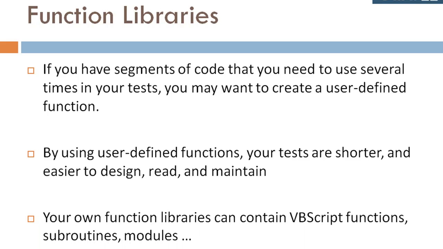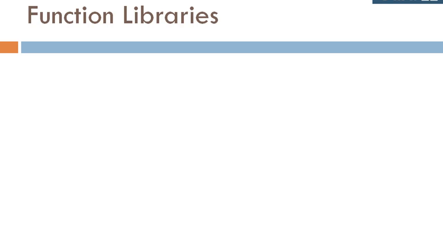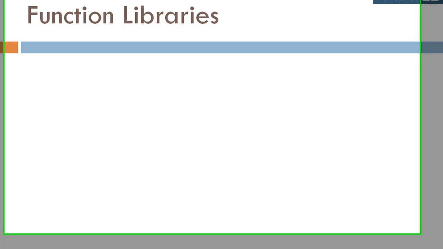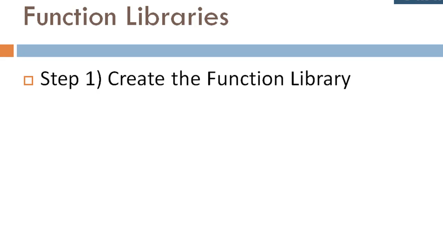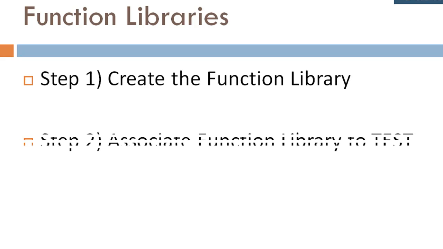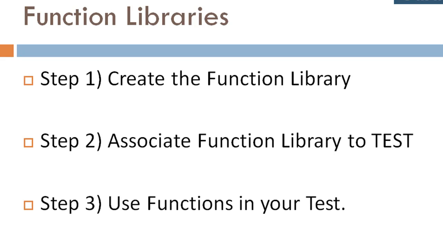Your own function libraries can contain VB-script functions, subroutines, modules, and so on. You need to follow 3 simple steps to use a function from a library in your test. Step number 1. Create the function library. Step number 2. Associate function library to test. Step number 3. Use functions in your test.